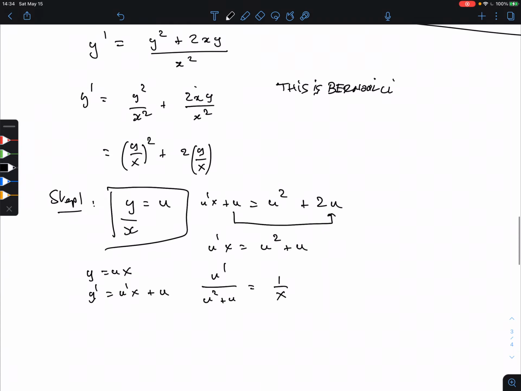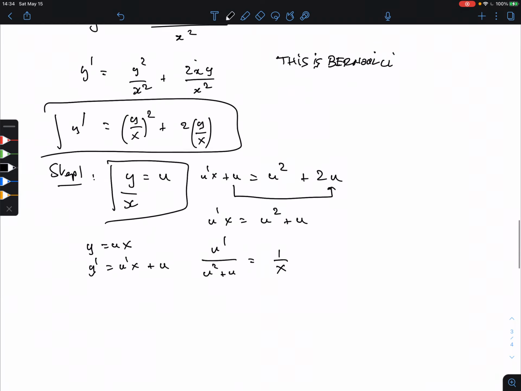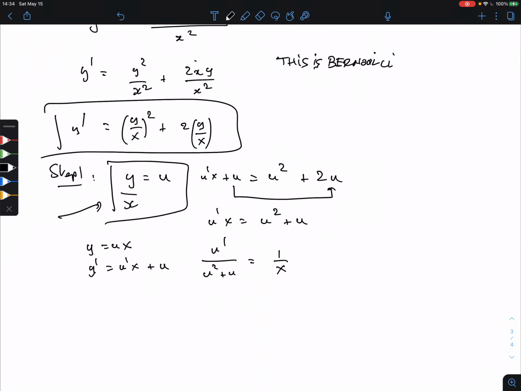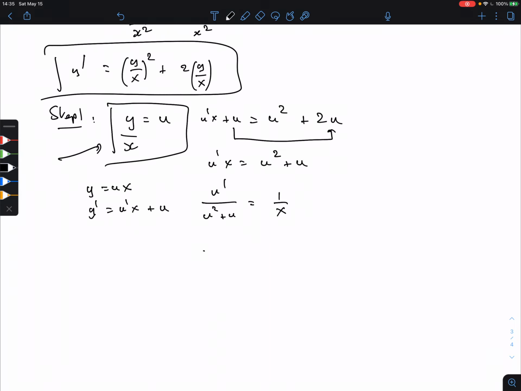Remember, if you have a differential equation of this form that can be written in terms of y over x, then using this substitution you will get a separated equation. Okay, so we have to integrate this. That is du over u squared plus u equals dx over x.